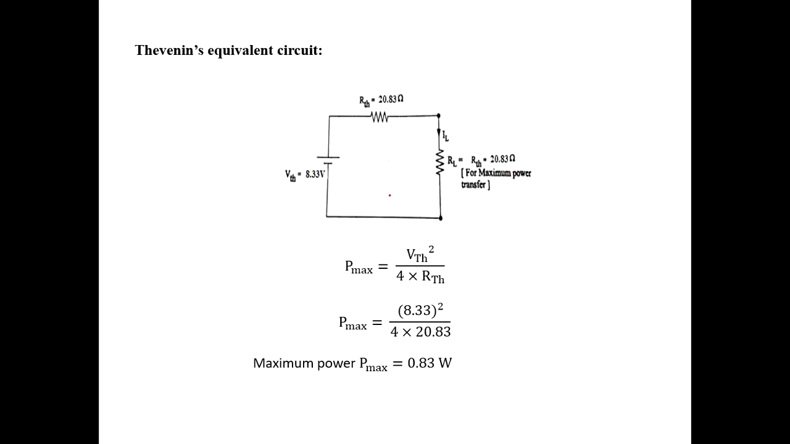Next, we have to draw the equivalent circuit. Here VThevenin is in series with the RThevenin and then the R load resistor. RThevenin and R load resistor values are equal. Just substitute the values in this equation. P max is equal to VThevenin square divided by 4 into RThevenin. Substitute the values and we got the answer 0.83 watts.